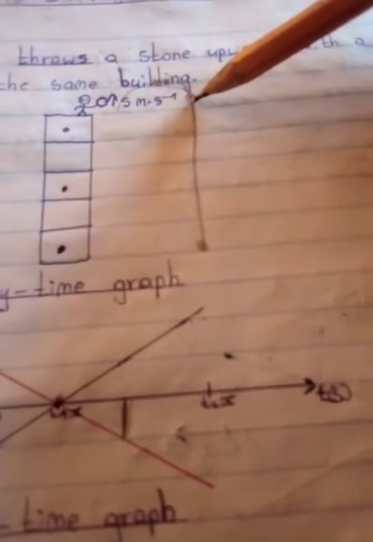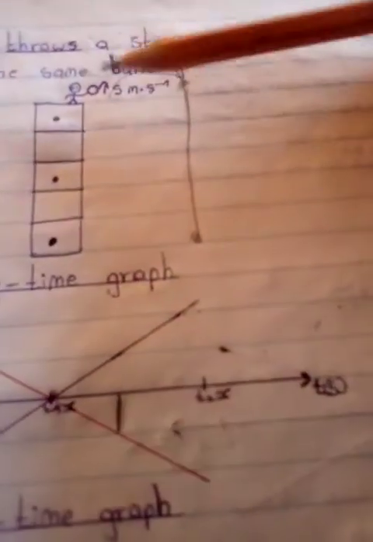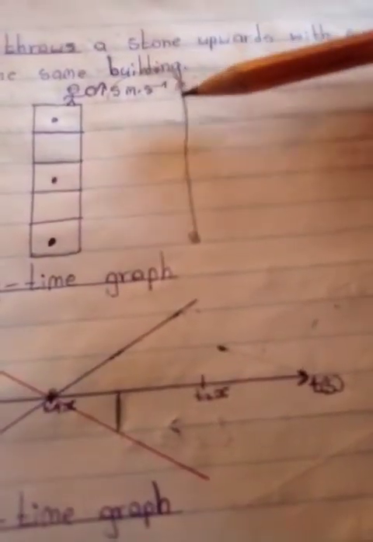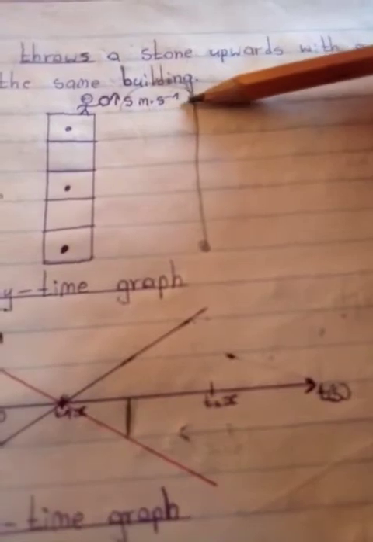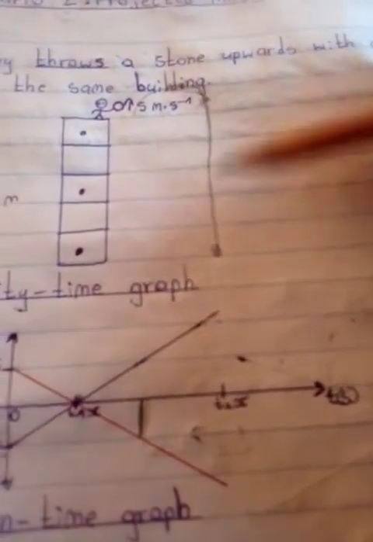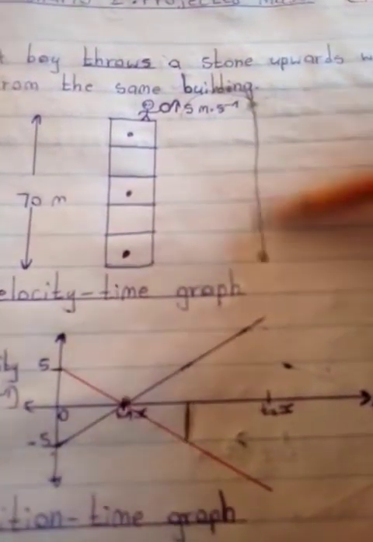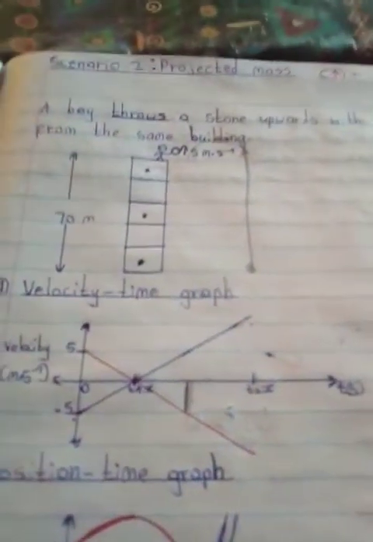Even if you have to calculate the time it takes for the stone to reach the ground, you will include the displacement from here to here, which is 70 meters. I hope I'm clear.